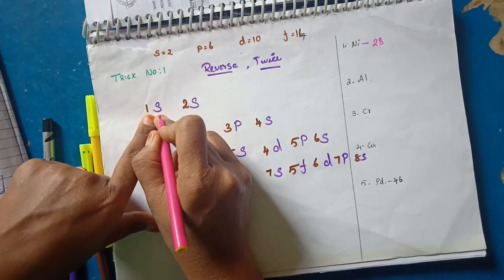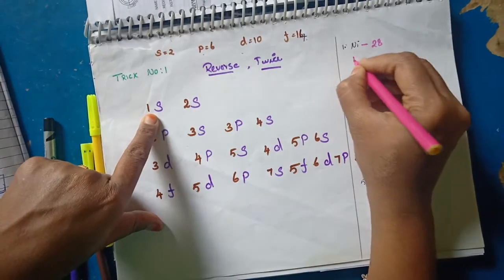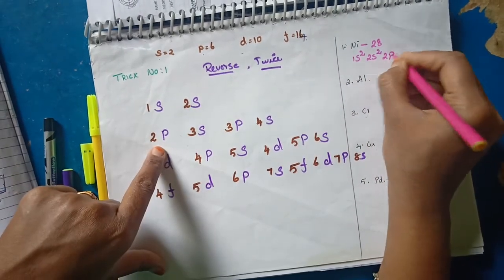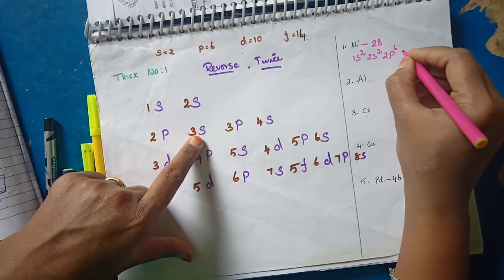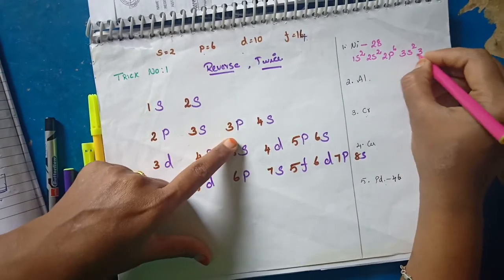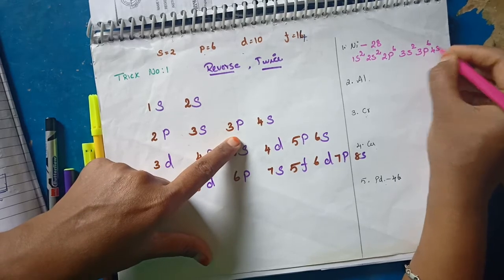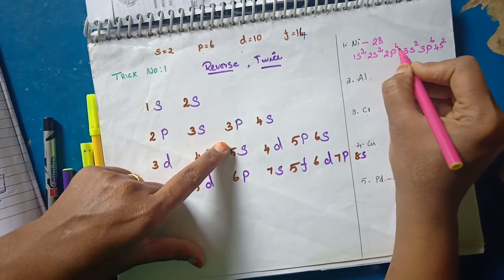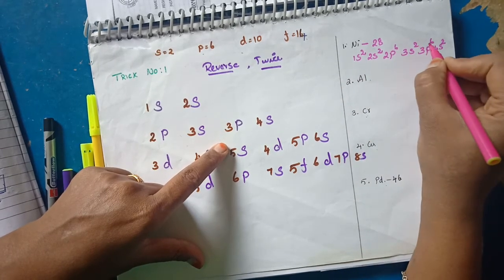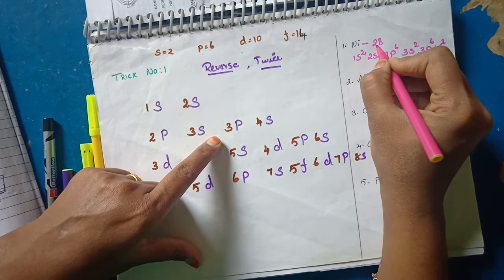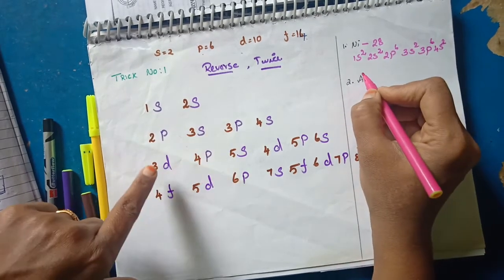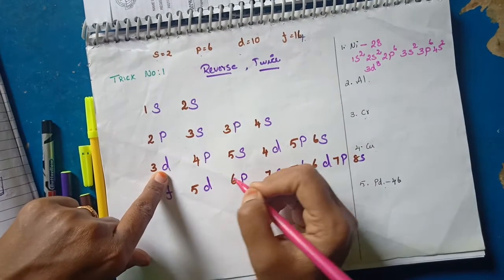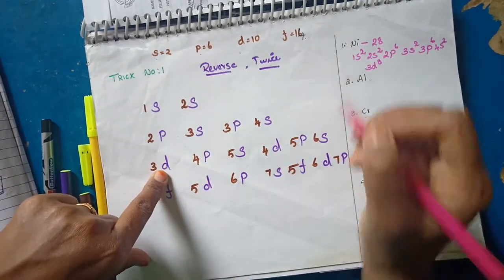We know that only 2 electrons can occupy the s orbital. So 1s2, 2s2, 2p6, and then 3s2, 3p6, 4s2. Now you count: 2 plus 2, 4, 4 plus 6, 10, 12, 18, 20. It is 28, so only 8 electrons more. 8 electrons means next it will come as 3d8. Fine. This is the electronic configuration for nickel.